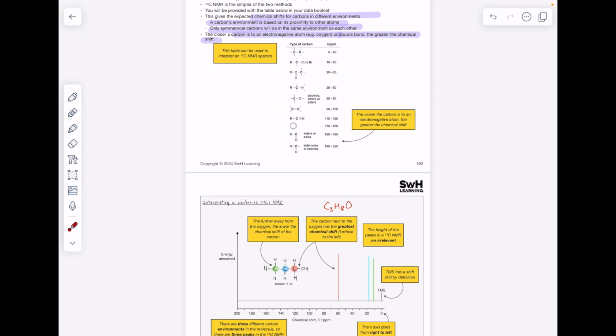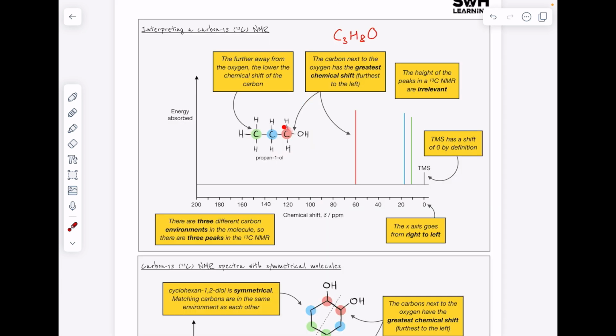Obviously, there are some overlapping ranges, so it will be a little bit of trial and error to work out where the functional groups lie. Now, this molecule, propan-1-ol, has 3 carbon environments, and therefore you can see 3 peaks. Do notice that with 13 carbon NMR, the height of the peaks is irrelevant. When we look at proton NMR, the height of the peaks will become far more significant.